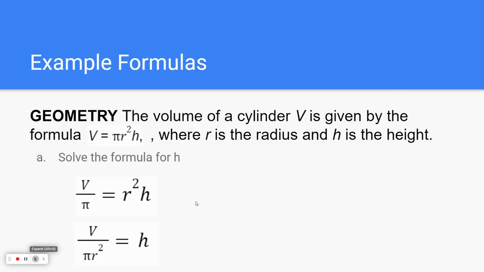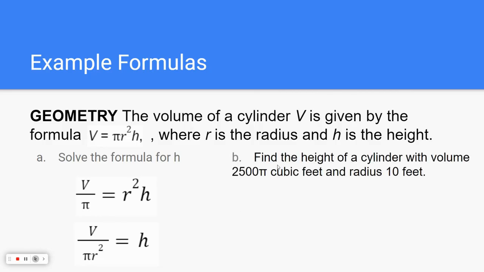And we begin again. Part B says, find the height of the cylinder with volume 2,500 times pi cubic feet and a radius of 10 feet. Okay? In other words, V equals 2,500 pi, and the radius R is 10. That's what I got confused there. R is 10.